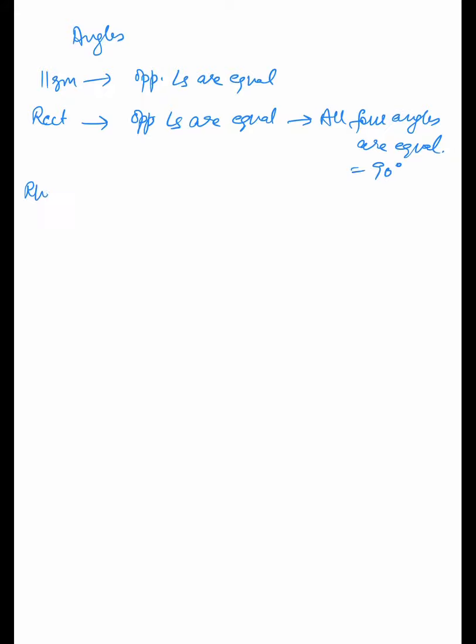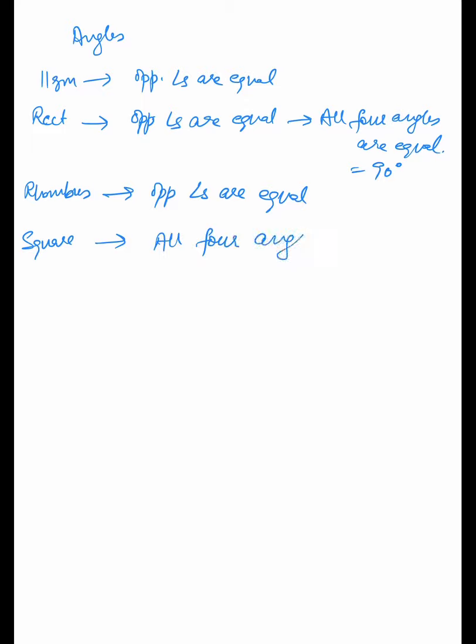In a rhombus, again, we say only the opposite angles are equal. Whereas in a square, again we say all four angles are equal. And all four angles are equal to what? They are equal to 90 degrees. Okay. So that is regarding the angles.